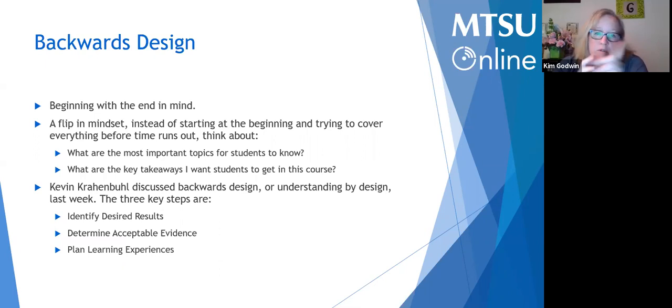Identify your desired results, which is what I was just saying. What is the most important thing for you to be able to get out of this? Determine the acceptable evidence. So that is thinking about how you are going to determine that the student actually did that activity, they learned that thing, they got that point. And then finally, what learning experiences are you going to have to get them to the place that they can do the assessment that leads to them showing you that they met that student learning outcome.